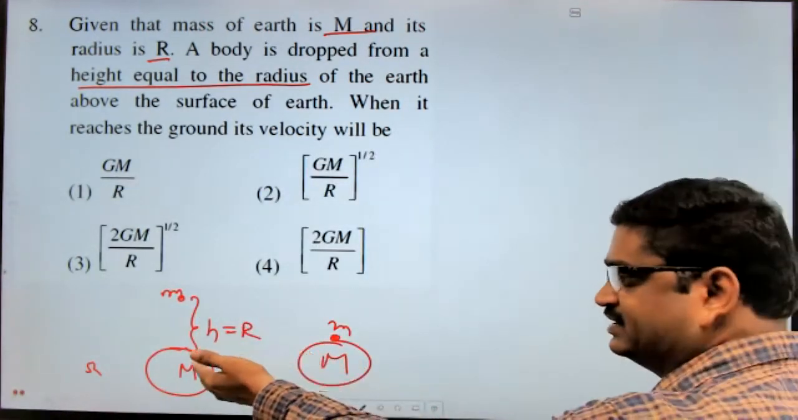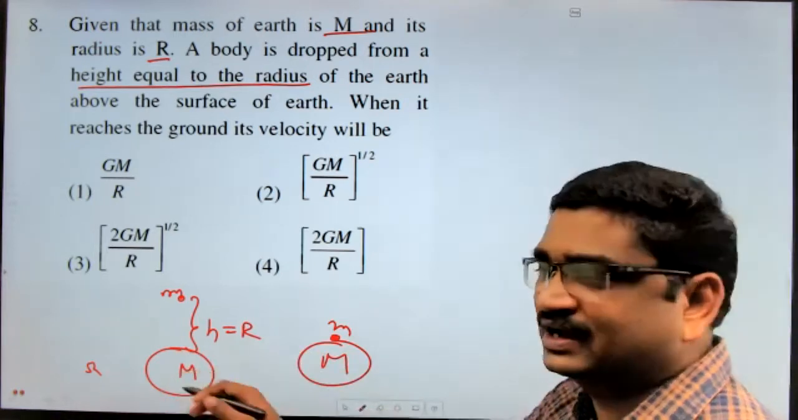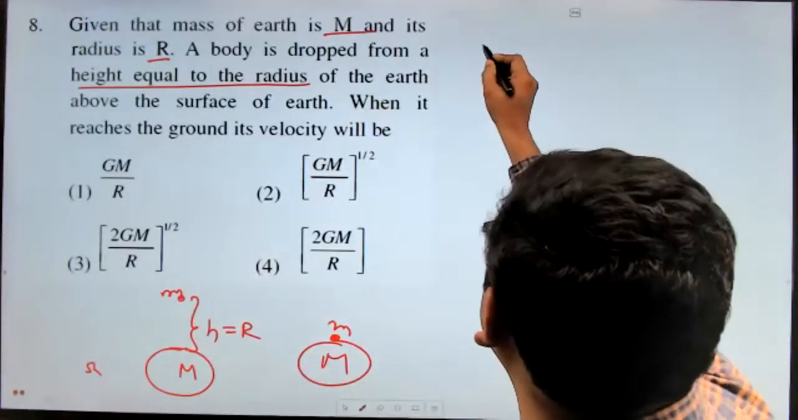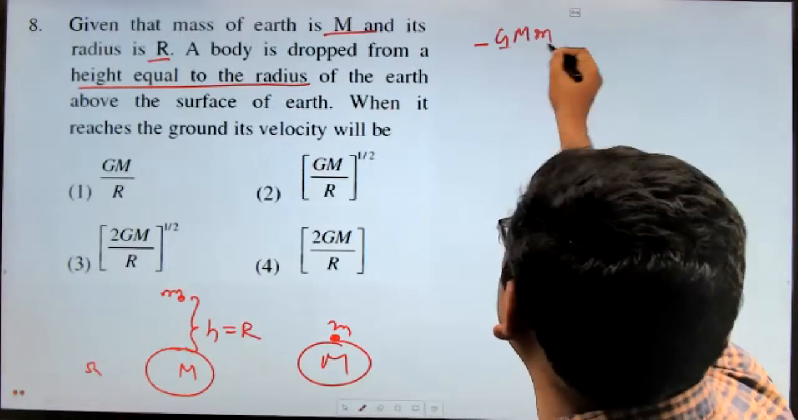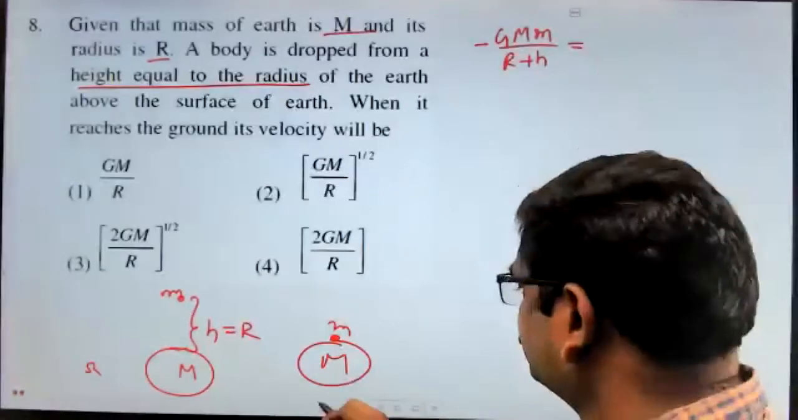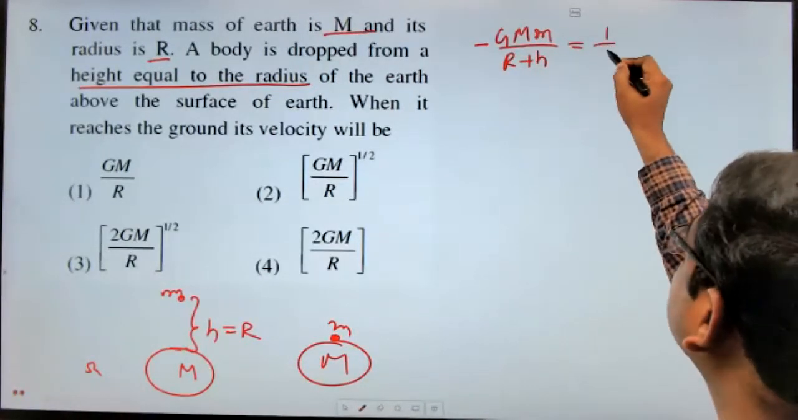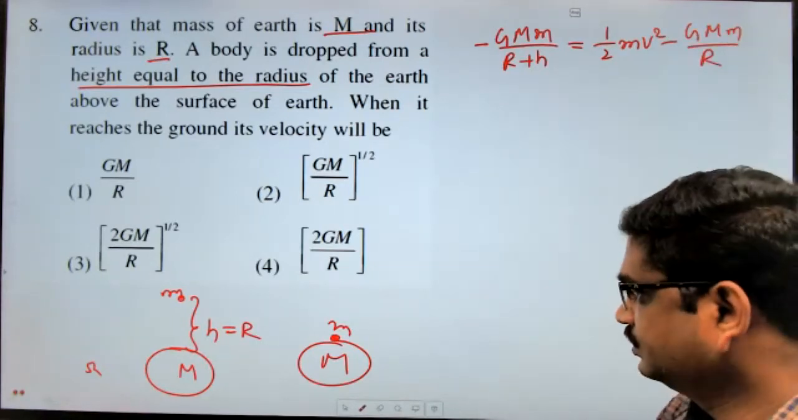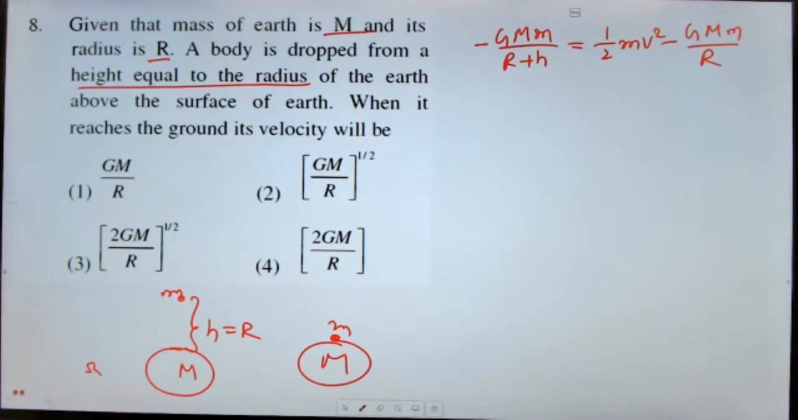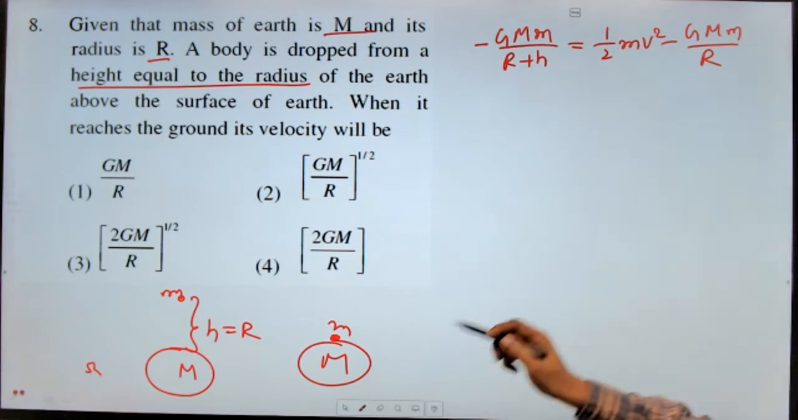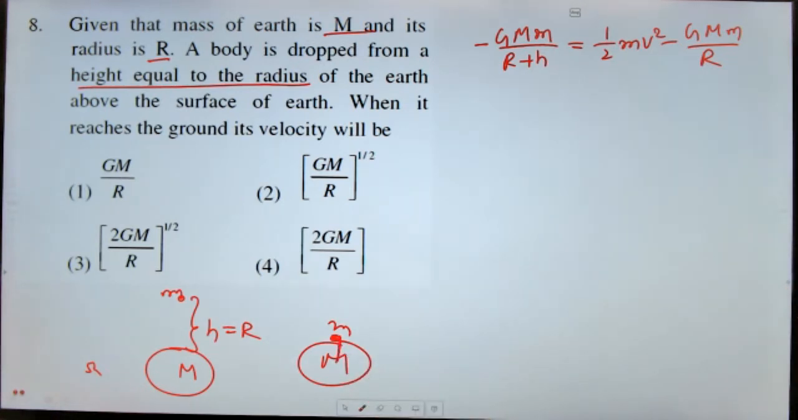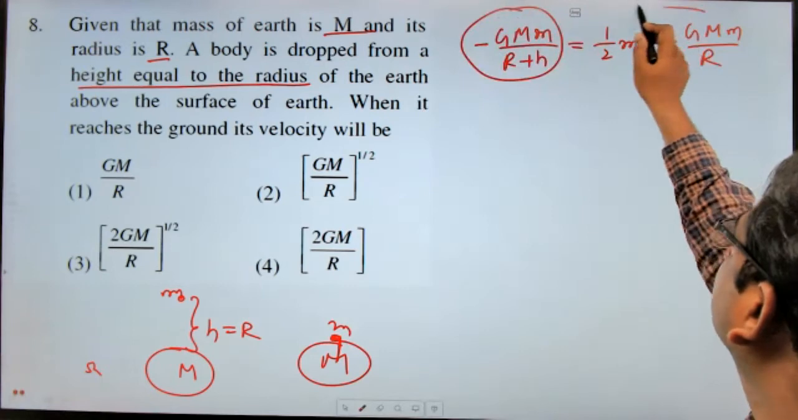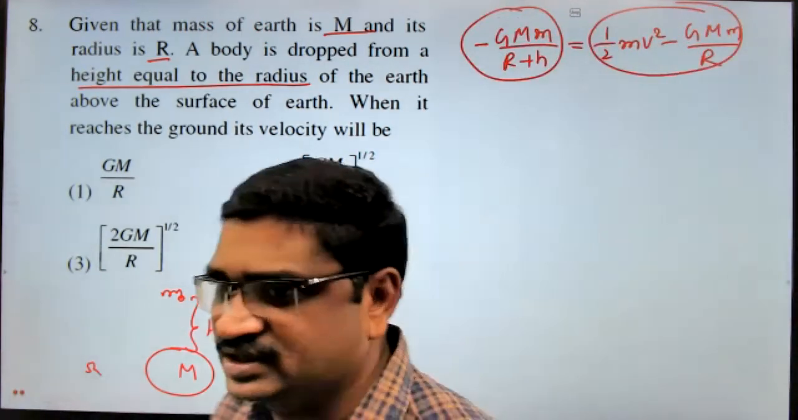Now apply law of conservation of energy for this one and for this one also. So here what is the total energy? Kinetic energy is 0 because this is at rest, so only potential energy: minus G M m by r plus h equal to, here both potential energy and kinetic energy will be there: half m v square minus G M m by r only. Potential energy can be written as minus G M m by r, where r is the distance from center to center, so center of the earth to the center of the object. So this is total energy at initial position. This is the total energy at final position. Now solve that equation, then you will get the answer.